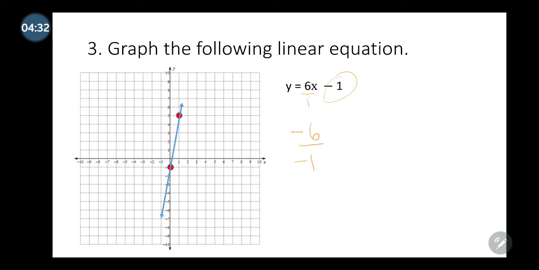If I did that, it would put a point down here. And as you see, down 6 and to the left 1, it still falls along that line.